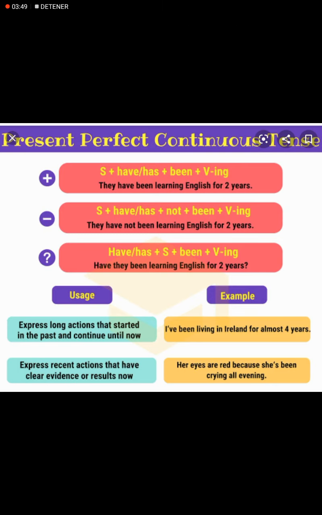Now here we have another use with another example. It says, express recent actions that have clear evidence or result. The example says, her eyes are red because she's been crying all evening. So that means that this action started recently, but it has a result in the present. She's been crying all evening. So what is the effect that this action has? Her eyes are red because of the same action.